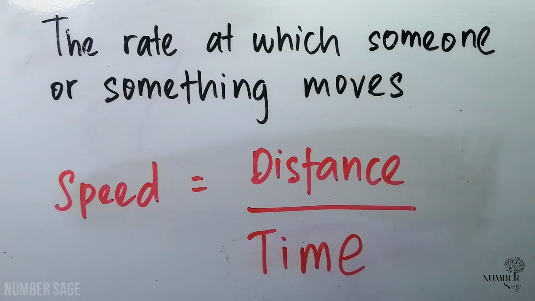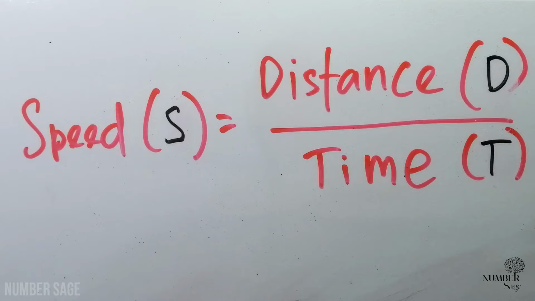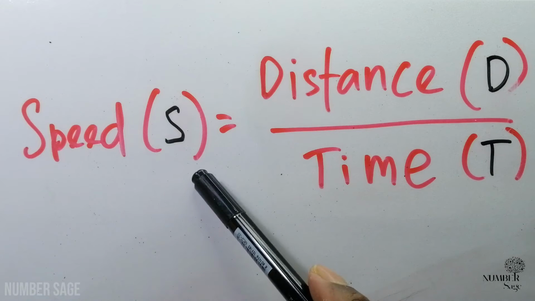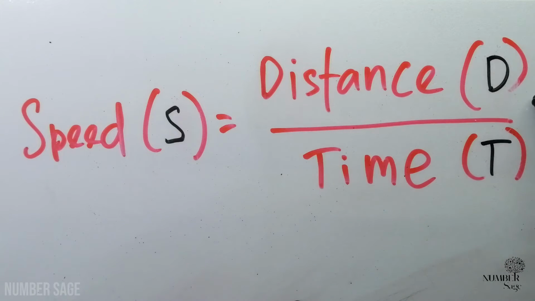The mathematical equation to calculate this is speed equals distance over time. This is the only formula we need to know to solve any questions related to speed. Yes, you hear me right. This is the only equation you need to know. Let us further simplify the formula. S equals d over t.